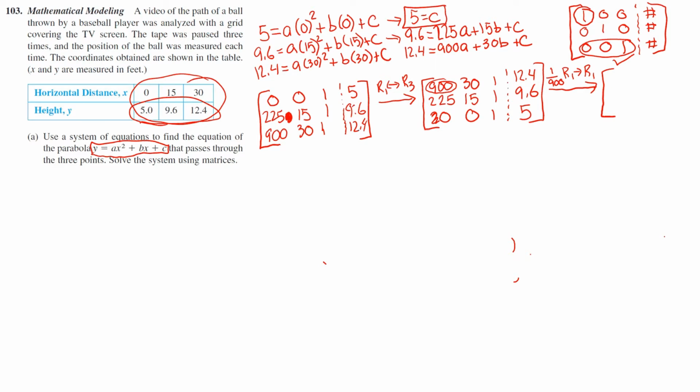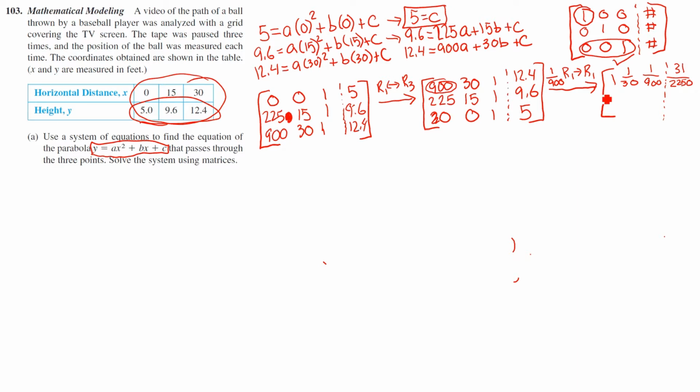So if you do 900 times 1 over 900, you'll get 1. 30 over 900 will give you 1 over 30. And then 1 times 1 over 900 will give you 1 over 900. And just to keep it consistent, I'm going to keep this as a fraction: 31 over 2,250. And I got that by doing 1 over 900 times 12.4. Then I put it in my calculator, math, enter, and you get your fraction.